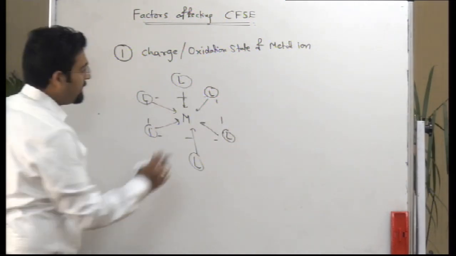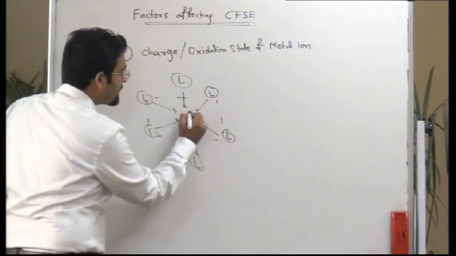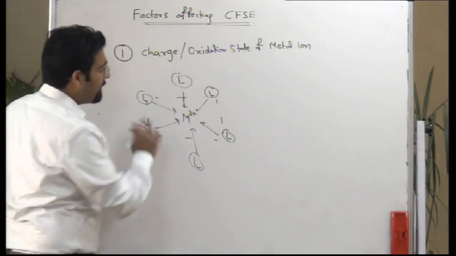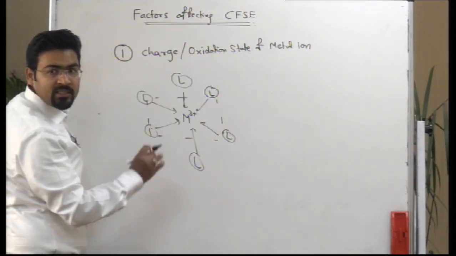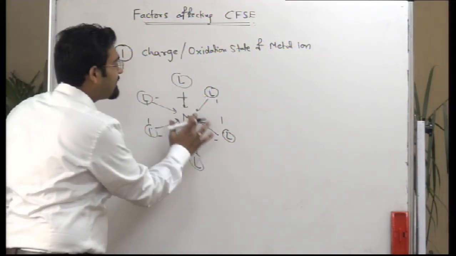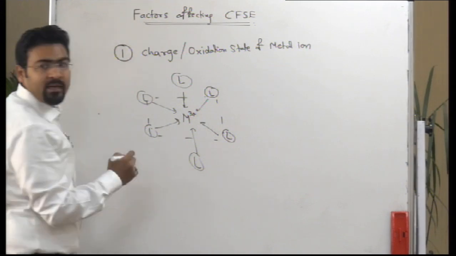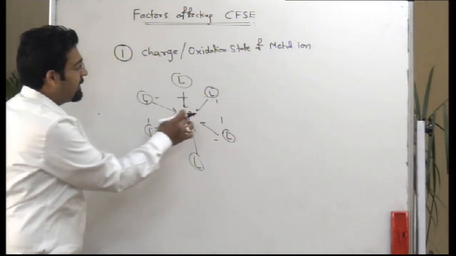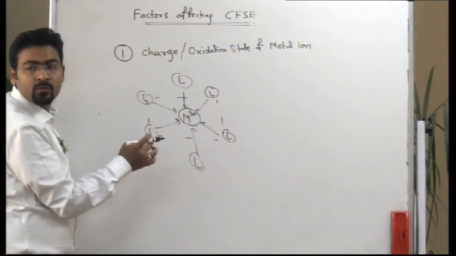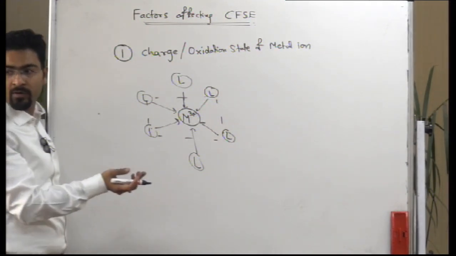Right? In such a case, you have two situations. One is that you have M2 plus as a metal ion, and in another situation you have M3 plus as the metal ion. If everything else is same, and in fact the metal itself is same, what I'm changing is the charge on that metal ion. For example, in one case I have ferrous ion and in another case I have ferric ion.